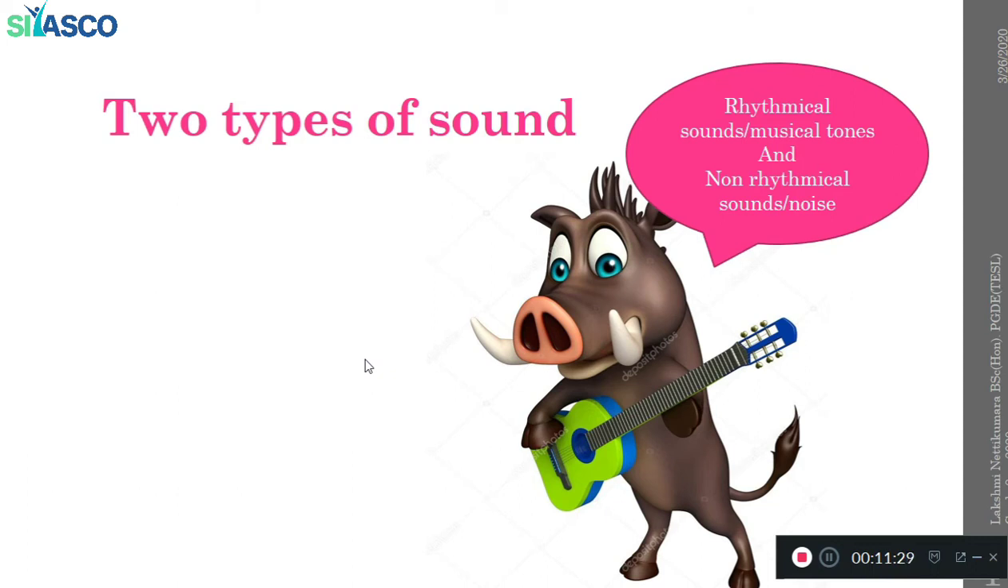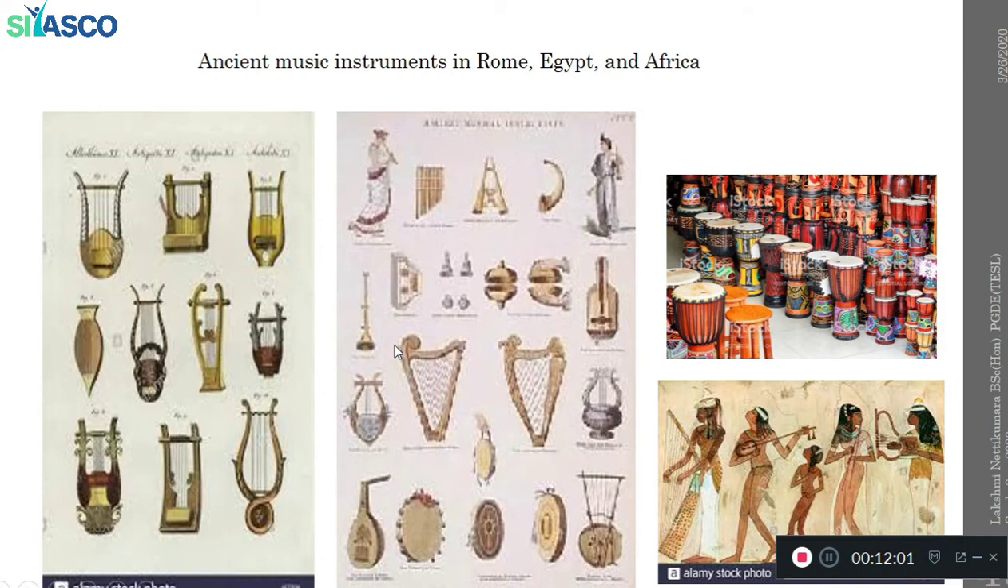If you listen to the different sounds around you, we can roughly categorize them into two: rhythmical or musical tones, and some sounds that are not rhythmical and that we do not even like to listen to. Those are called noises. Remember, whether it is musical or noise, sometimes we cannot bear it due to the loudness. High and noisy sounds are harmful for our ears.